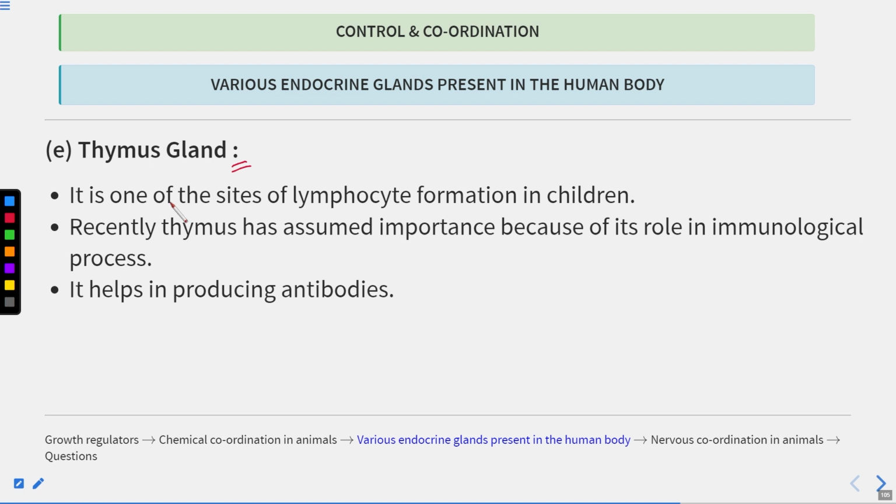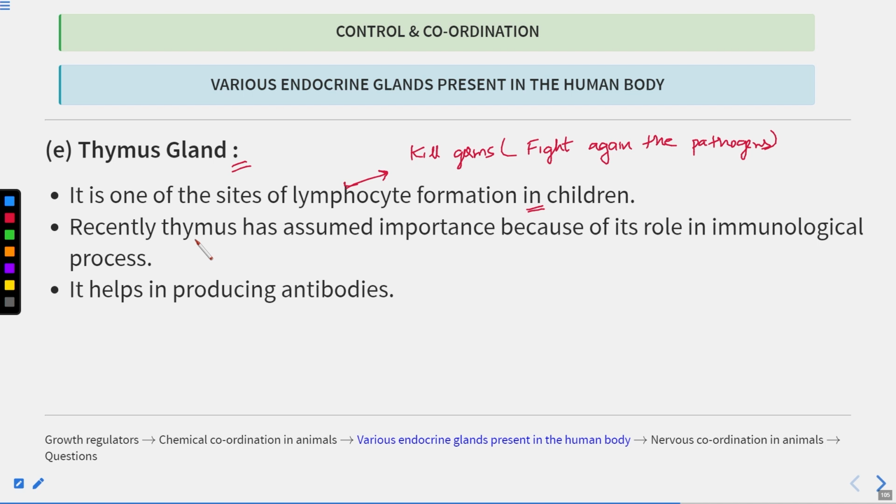Now, the thymus gland is one of the sites of lymphocyte formation in children. What is the role of these lymphocytes? They protect us from germs. You can say they help us fight against pathogens or foreign antigens. So they have a role in providing immunity.